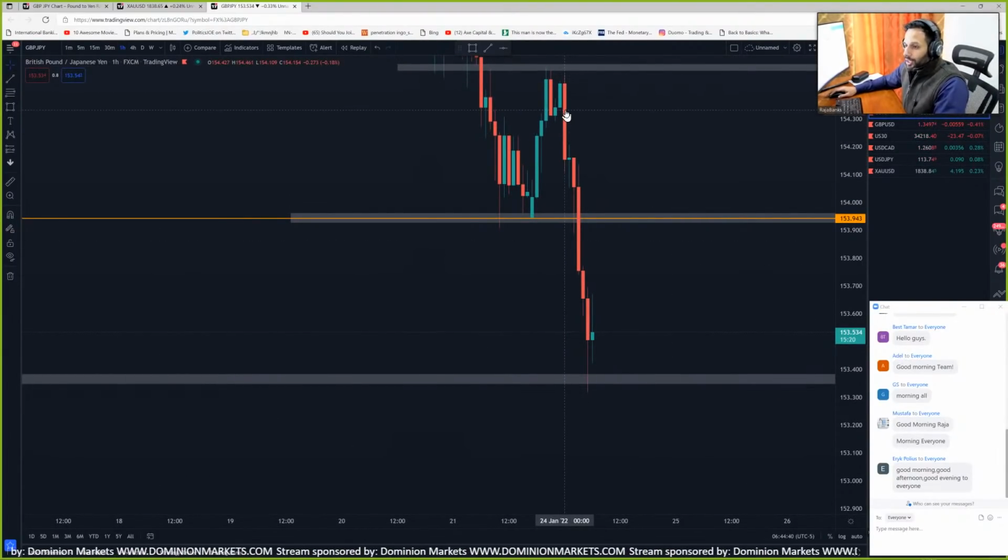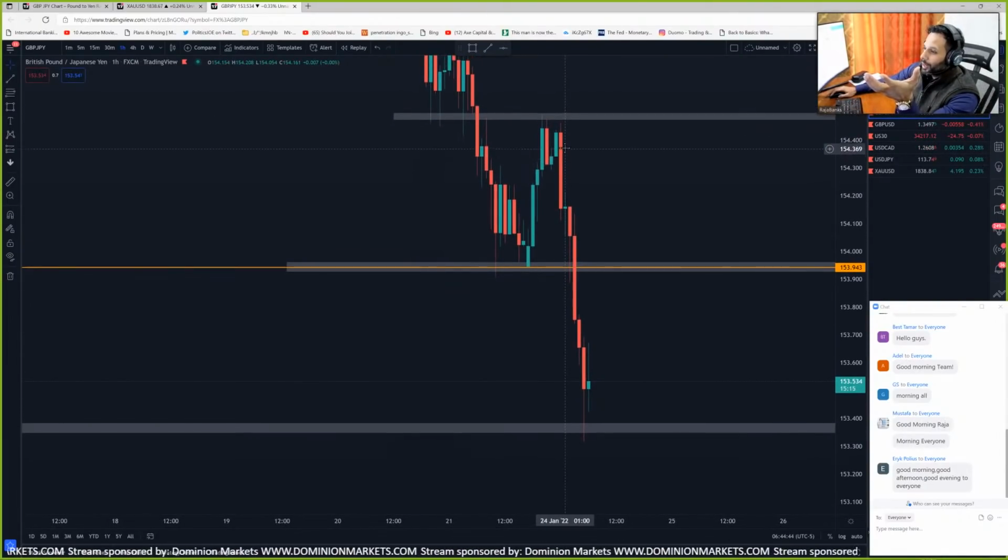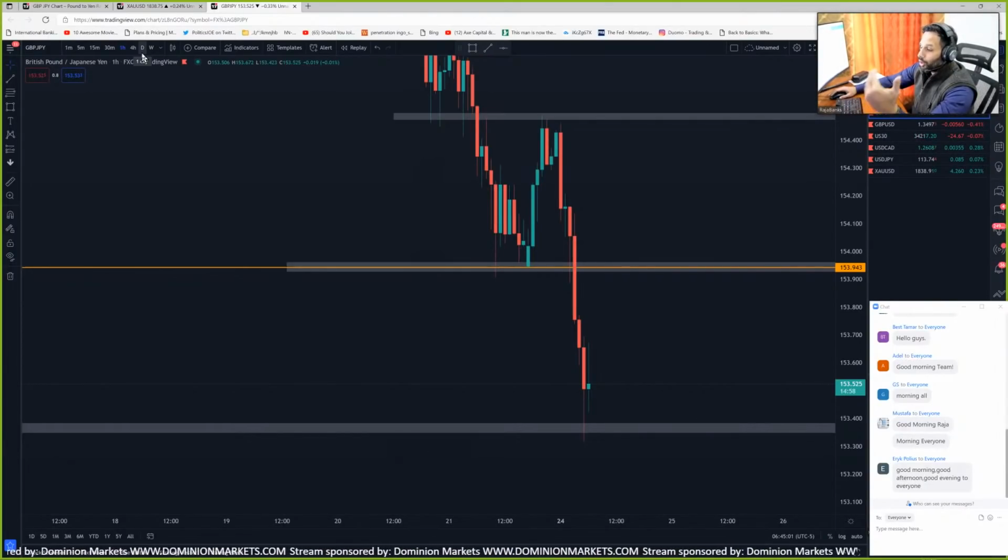This move started before pre-London, where we rejected 154.400. We came all the way down and broke below this really strong support over here. Now, whenever you see these big candles, it basically means there was a lot of volume, right? So the move has already happened.